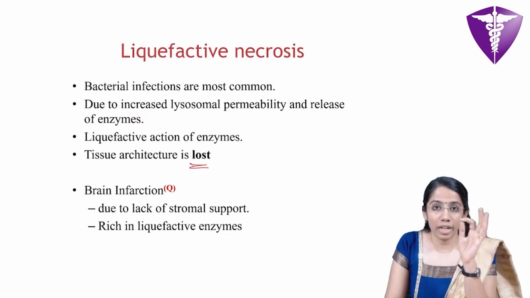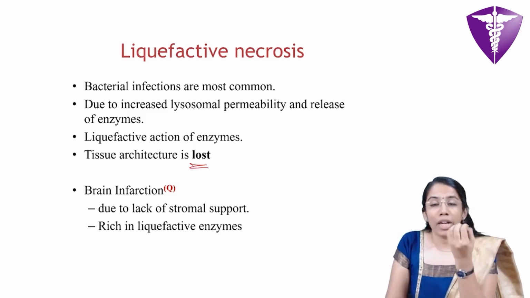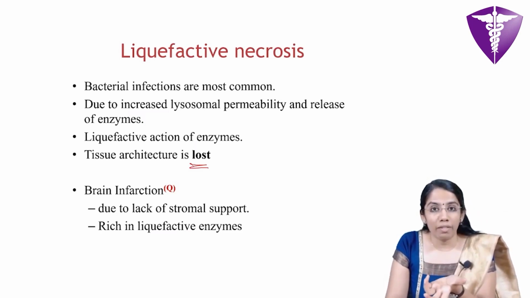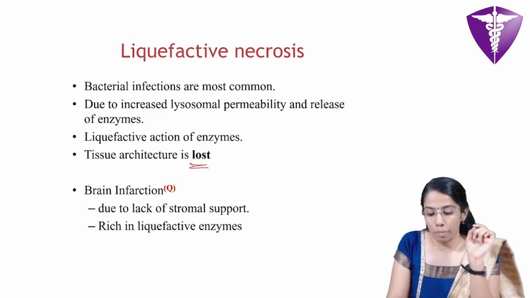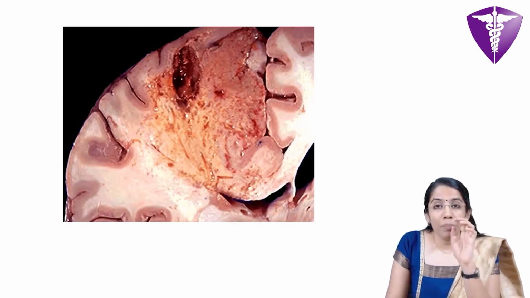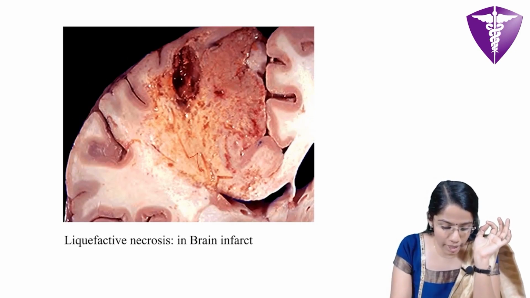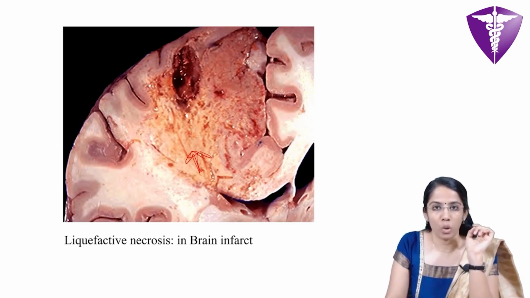As we already said, in other solid organs it is usually coagulative necrosis, but in the brain, mainly due to the lack of stromal support and the abundance of liquefactive enzymes, liquefactive necrosis is most common. This is the gross picture of a case of liquefactive necrosis. We can see dissolution of the whole brain tissue around the area of necrosis.